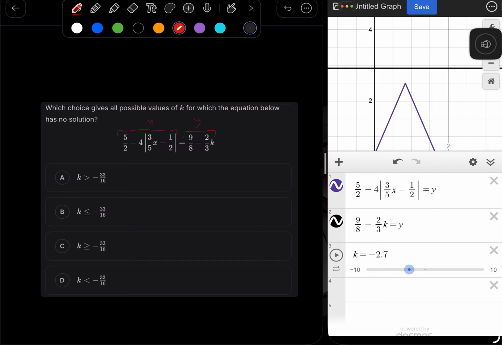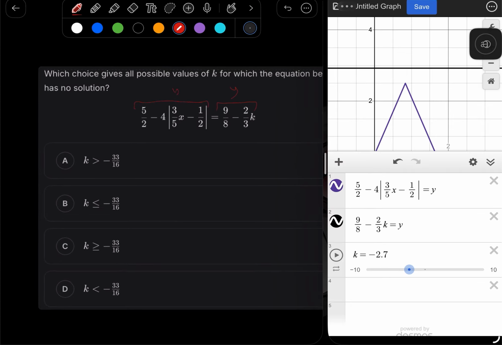So what does it mean? What would that look like visually if these two did not have a solution? Well, I set this up in a system of equations way. If you think about systems of equations for just a second, you recognize that a system of equations only has a solution if the two graphs intersect. So in this case, if we're looking for no solution, we're looking for the values of k that make these graphs not intersect each other.